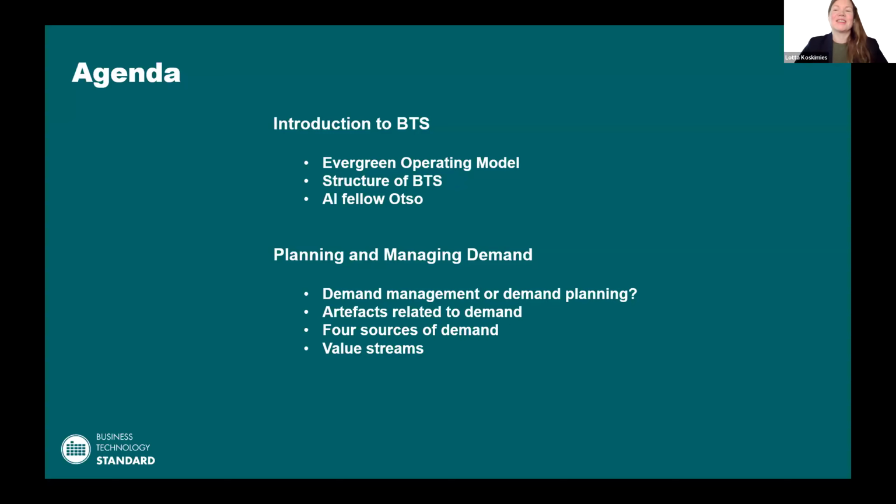After the introduction, my colleague Elena van Lemput will start with presenting planning and managing demand. She will talk about demand management versus demand planning. How are those two different from one another? What about then the artifacts related to demand? What are they? And how can we identify the 4 different sources of demand and how do the value streams interconnect with demand? So these are our topics for the next 45 minutes. So let's get started.